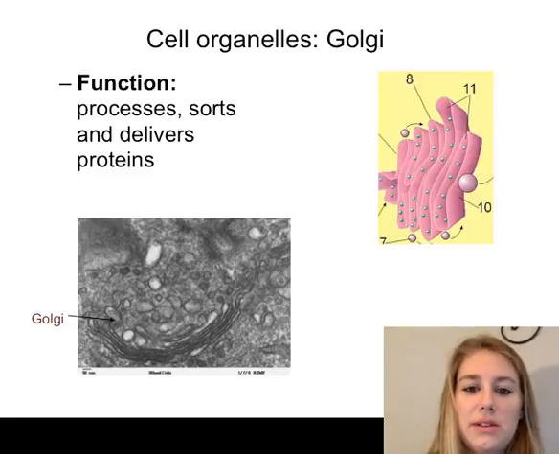The next cell organelle we're going to talk about is Golgi, sometimes referred to as Golgi bodies or Golgi apparatus. And this kind of looks like a stack of pancakes in the cell. All right, and it's going to process and sort materials for transportation. And it's going to package these and deliver the proteins that are ready to be transported through the cell.